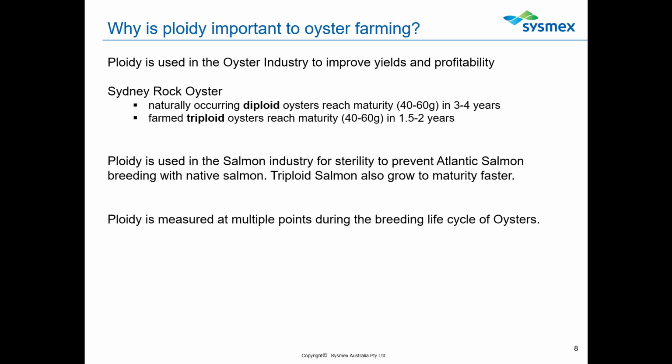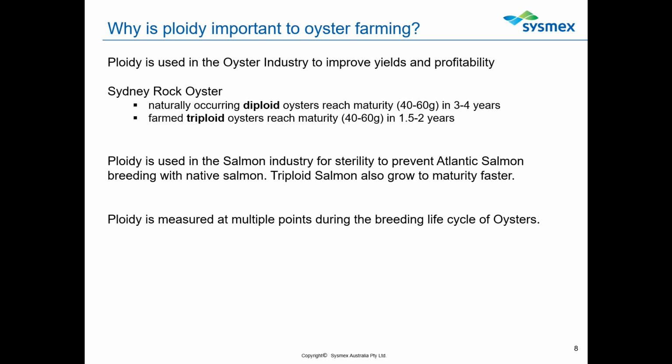So why is ploidy important to oyster farming? Ploidy is used in the oyster industry to improve yields and profitability, so it's purely economic. Sydney rock oysters, when they're naturally occurring, are diploids, and they reach maturity in about 3 to 4 years. That's an oyster that's about 40 to 60 grams in size. So it takes 3 to 4 years to reach maturity.